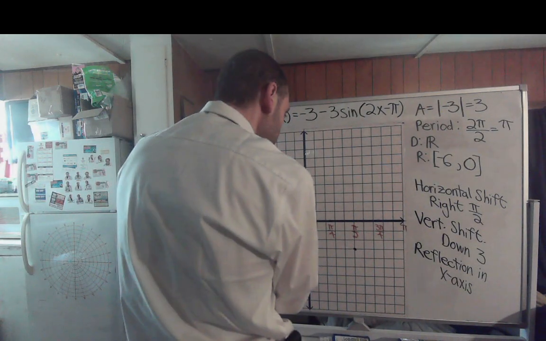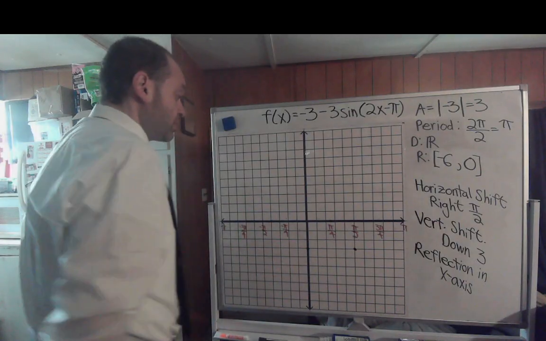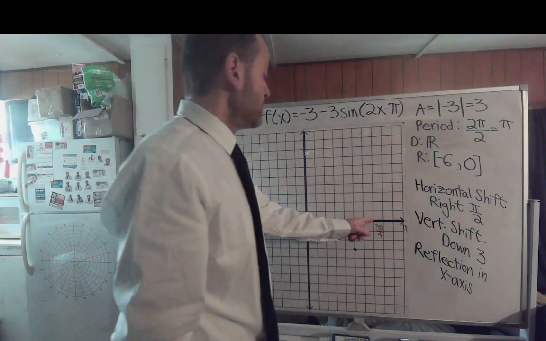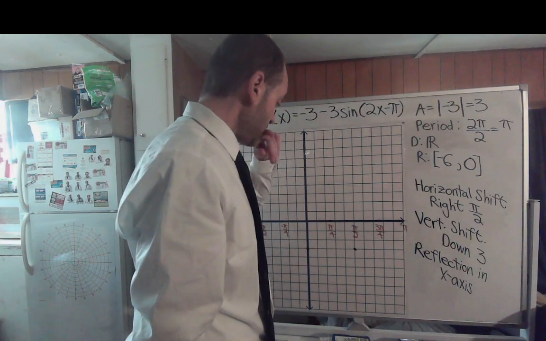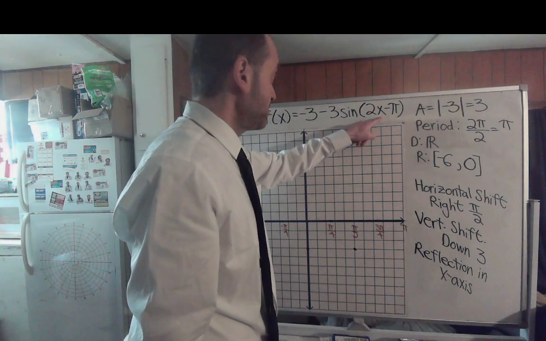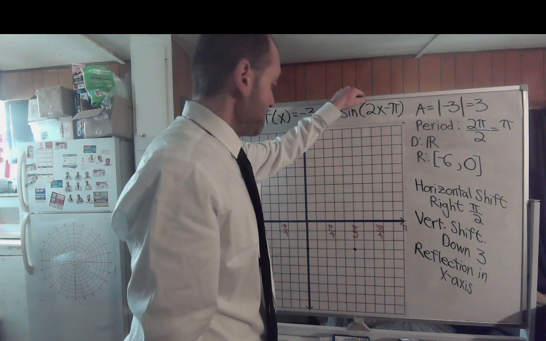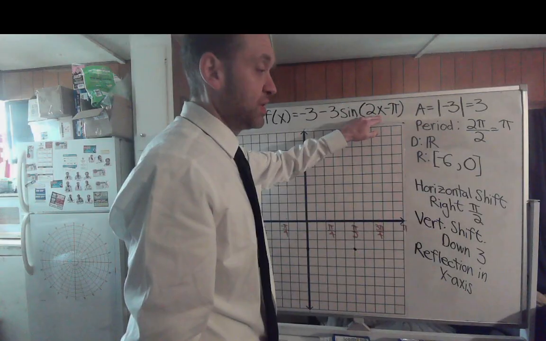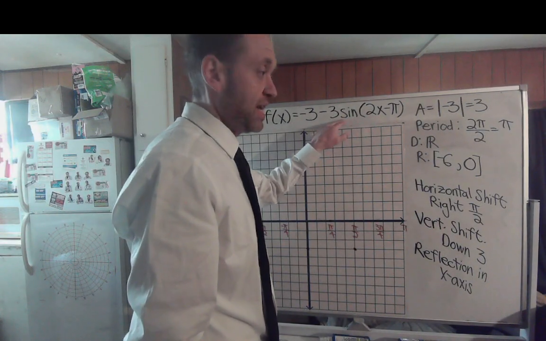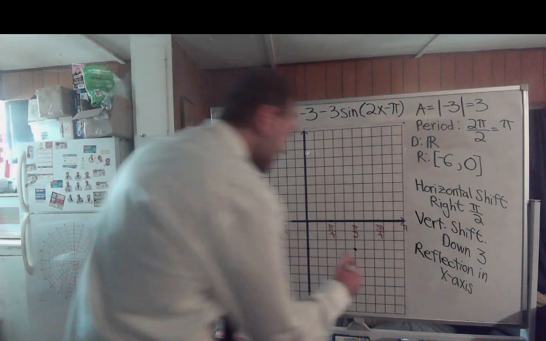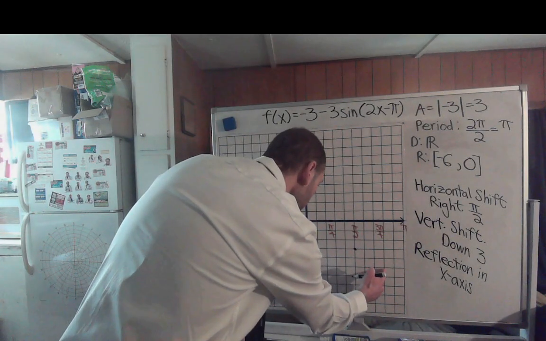Alright, and then if I put in 3 pi over 4, what's that going to be? That's going to end up being 3 pi over 2 minus pi. Yes, 3 pi over 2 minus pi is actually going to end up being pi over 2. What's the sine of pi over 2? That's normally 1, times negative 3 is negative 3, plus negative 3 is actually negative 6.